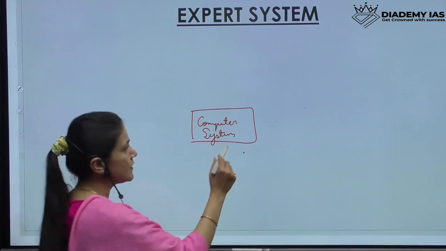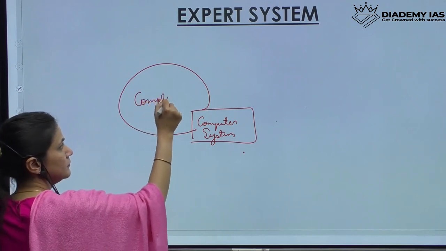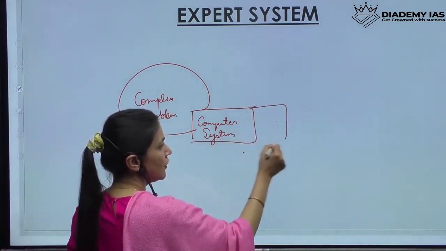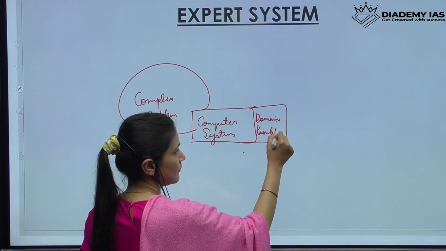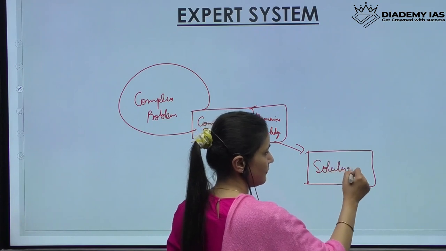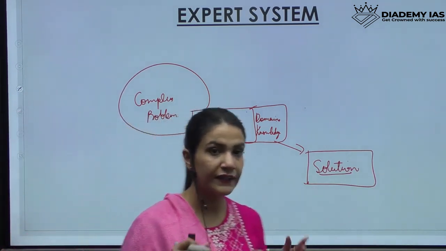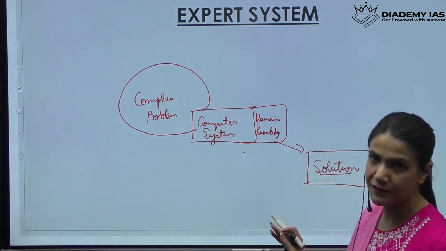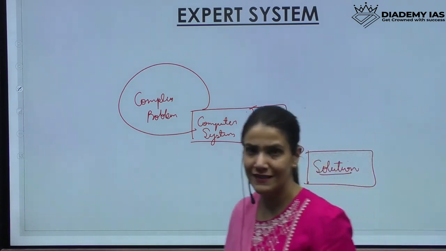What this computer system is going to do is, in accordance with the complex problem, use the domain knowledge and further provide a subsequent and very significant solution. And this solution is always such that there is not even a single chance of any kind of error in the decision or solution that has been taken, right? You can be so very sure and dependable on an expert system. That is why it is known as an expert system.